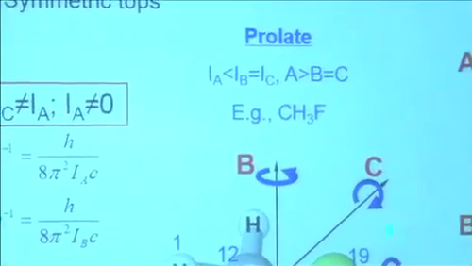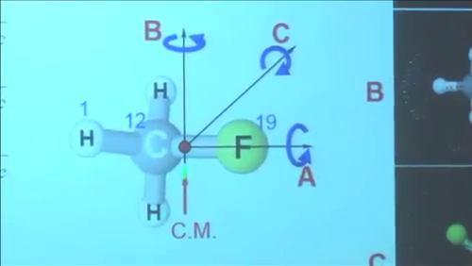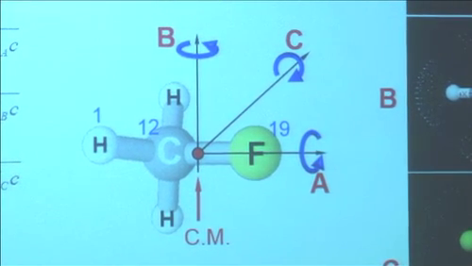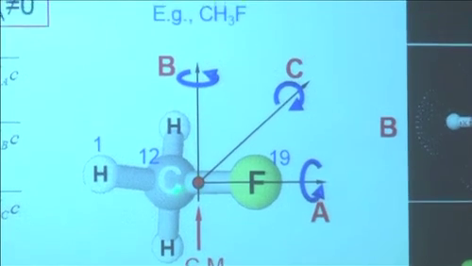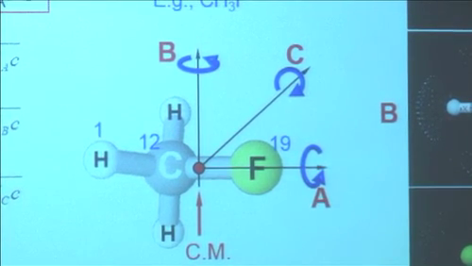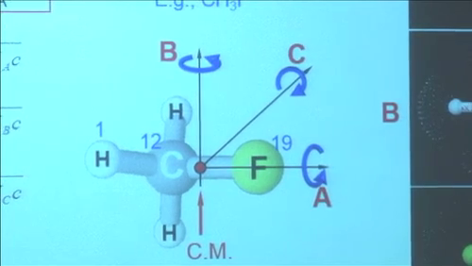So you can see now the H's are light. So the rotation about the A axis, the moment of inertia, is going to be smaller than when you look at the B axis and you see this heavy fluorine and carbon rotating around. So you can kind of see that this is an example of prolate.